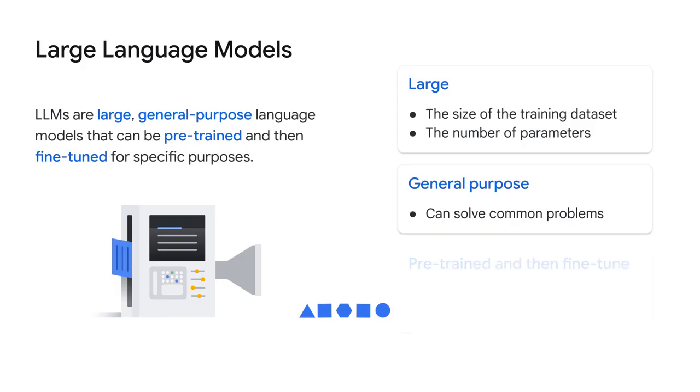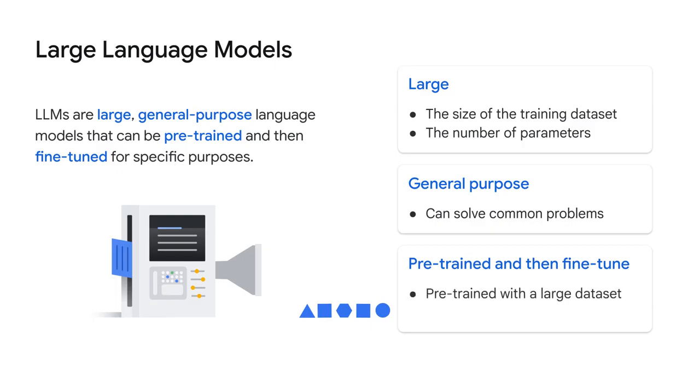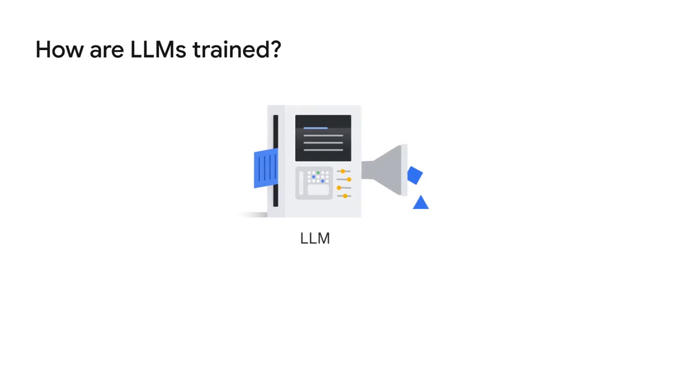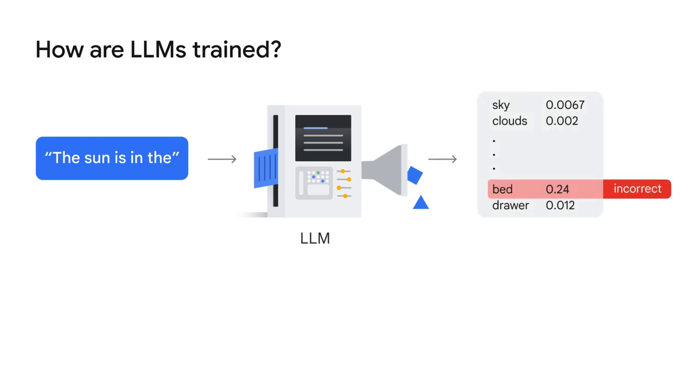Saying LLMs are pre-trained and fine-tuned means that they have been pre-trained for a general purpose with a large dataset, and then fine-tuned for specific goals with a much smaller dataset. But how are LLMs trained? When you submit a prompt to an LLM, it calculates the probability of the correct answer from its pre-trained model. The probability is determined through a task called pre-training.